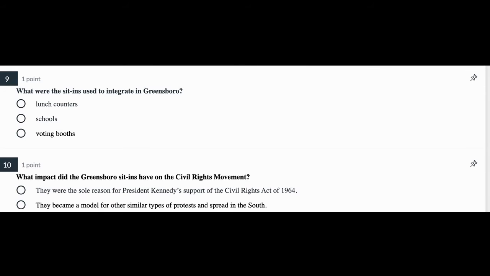9. What were the sit-ins used to integrate in Greensboro? Lunch counters, schools, or voting booths?